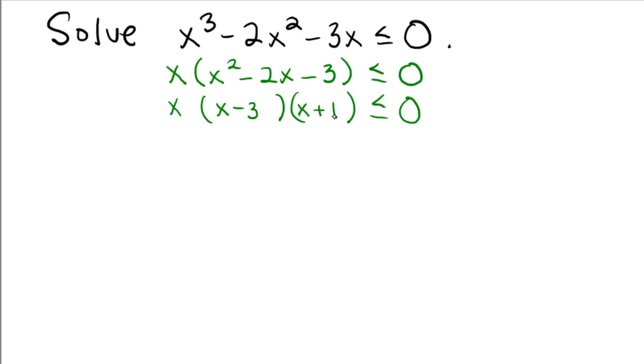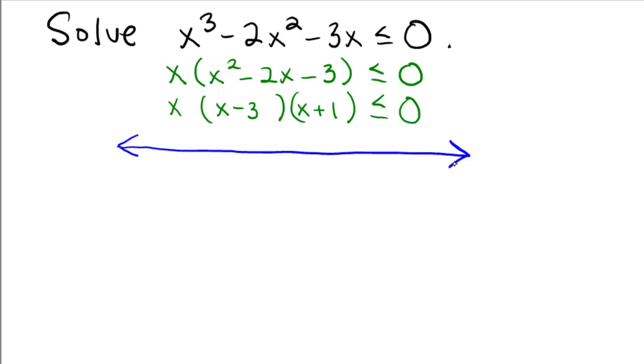Okay, now that we've completed the factoring stage, we've factored x cubed minus 2x squared minus 3x into x times x minus 3 times x plus 1. We may now, if we wish, create a number line. This is what our textbook refers to as the algebraic method.